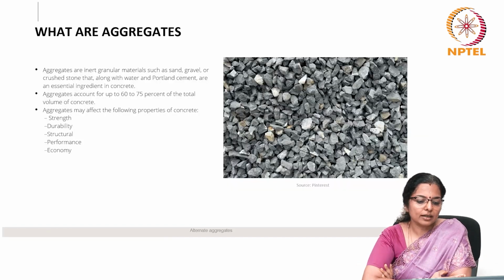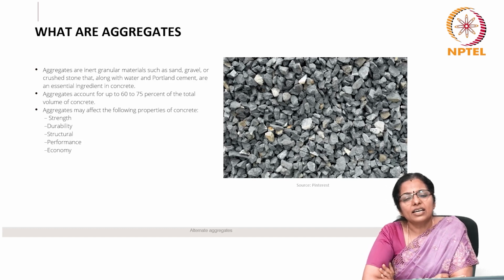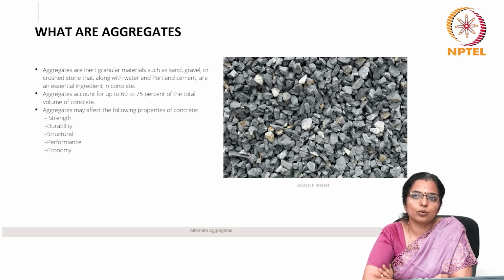First, let us look at what are aggregates. Aggregates are inert granular materials such as sand, gravel, or crushed stone, which, along with water and Portland cement, are an essential ingredient in concrete. These aggregates account for up to 60 to 75% of the total volume of concrete.